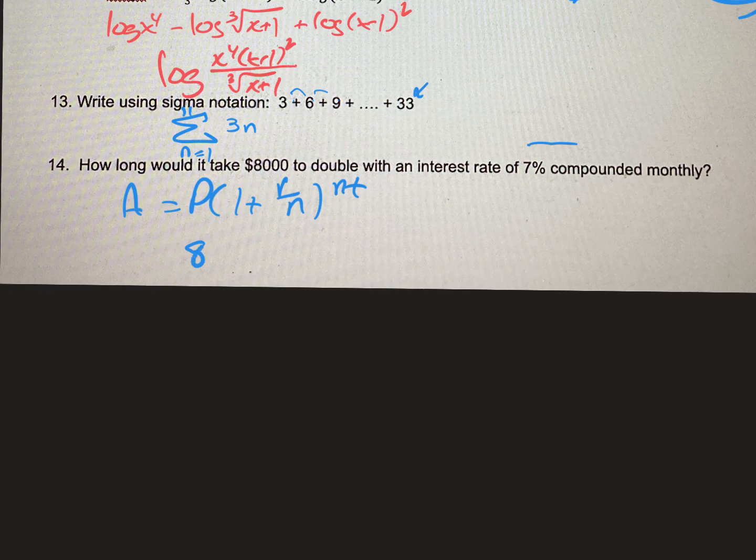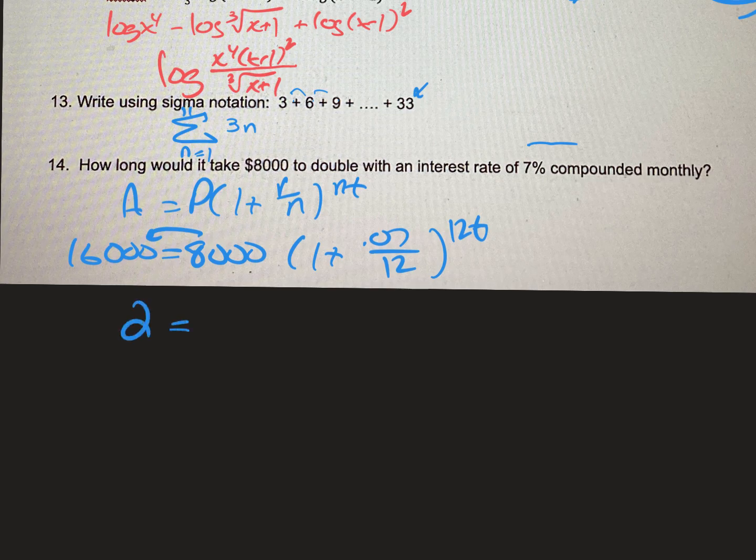Let's see. I'm starting with 8,000. If it doubles, I'm going to end up with 16,000. 1 plus the rate, 0.07, is 7%. Compounded monthly, that's 12, and my exponent's going to be 12t. That's a t. All right. Divide first. I'm going to divide that 8,000 into 16,000. That's 2. Go ahead also and add what's in your parentheses.